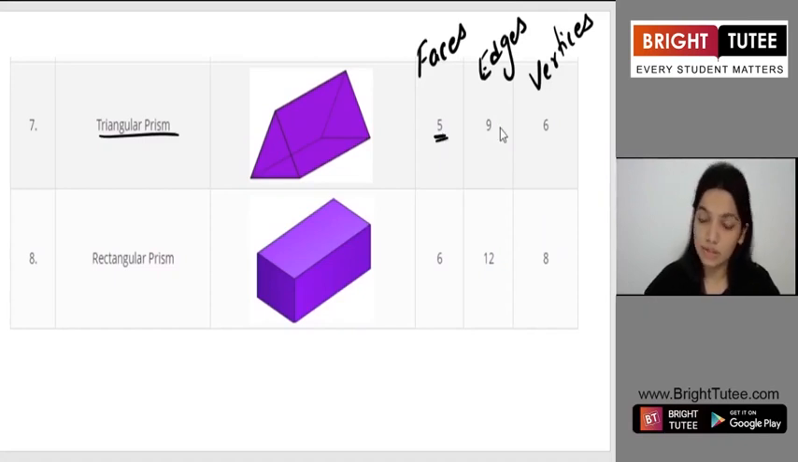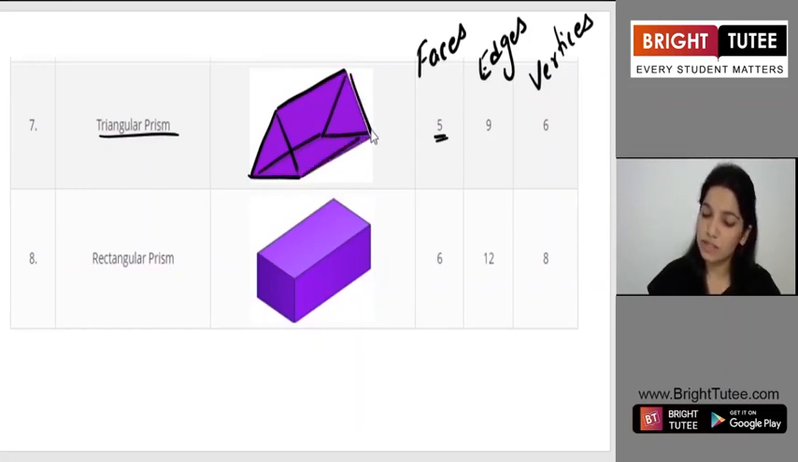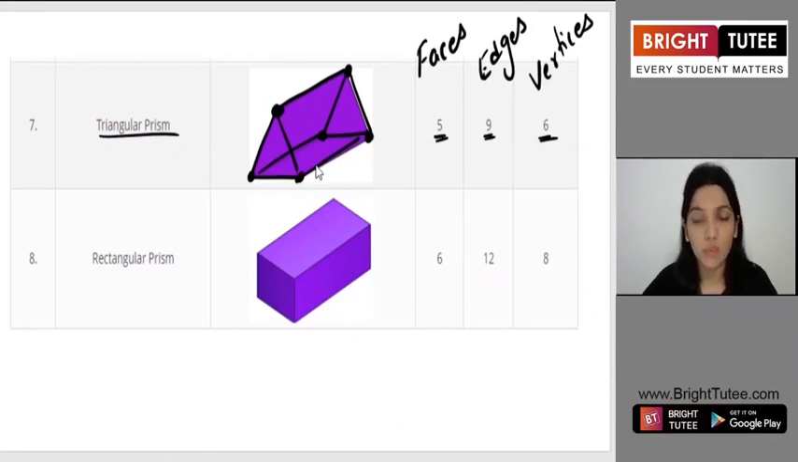Now coming to edges, that is the line segments we see. So 1, 2, 3, 4, 5, 6, 7, 8, 9. So we see total 9 edges in a triangular prism. Now talking about the vertices, we just need to see how many corners are there in total. So we see that the triangles have got 1, 2, 3, 4, 5, 6 corners. So this particular shape, triangular prism, has got 6 vertices.